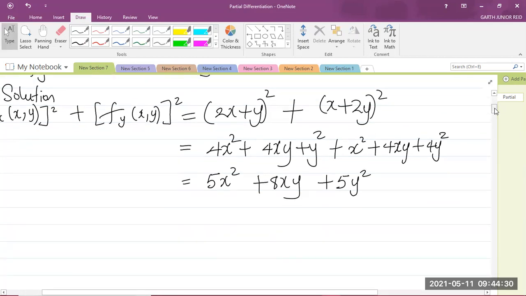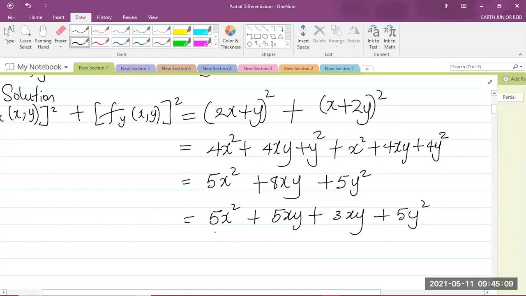Now remember, the aim is to show that we're going to have 5 multiplied by the function f of xy plus 3xy. So we need to manipulate this expression so that we can show that it is 5 times the function plus 3xy. So this is what I'm going to do. I will have 5x squared, and I'm going to split the 8xy into 2 terms, which will be 5xy plus 3xy, and I have the plus 5y squared at the end.